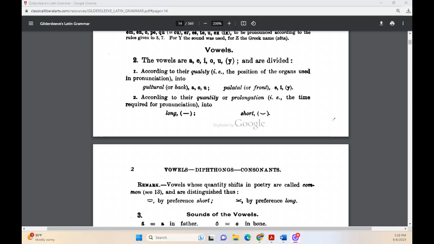In Lesson 2 we're going to study two articles, articles number 2 and 3, and you can see on the screen here that the subject of this lesson will be vowels.